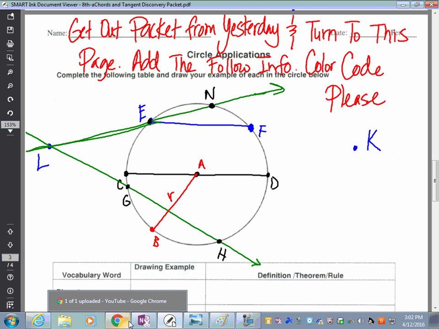Okay, so I'm going to come back. We're going to do the last one. I'm going to give you time to make sure you get caught up because the table has to be complete as well.